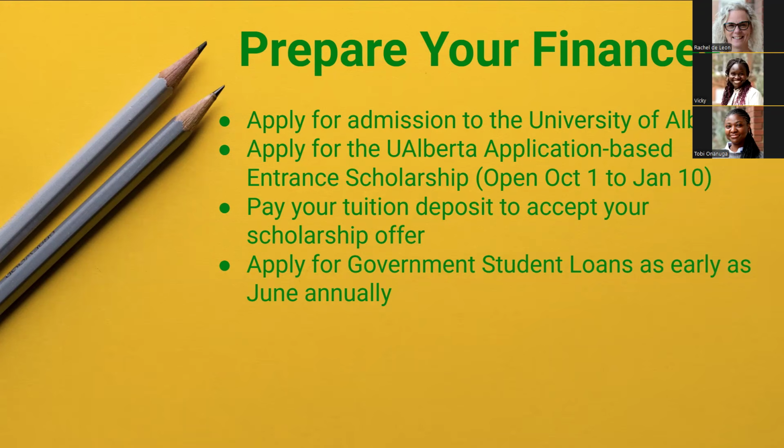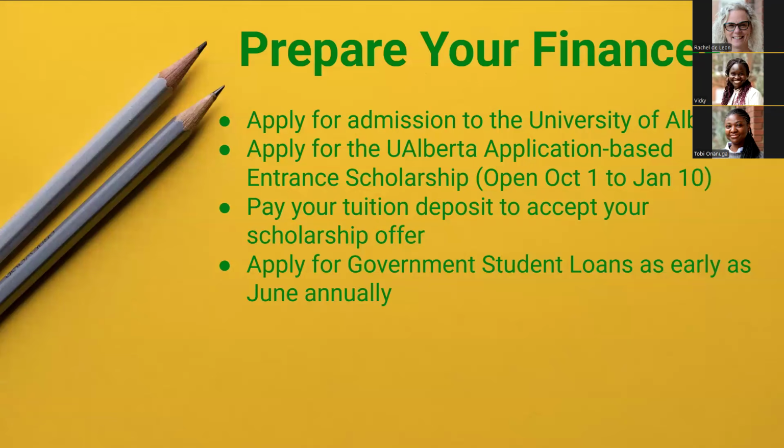Application opens October 1st and closes on January 10th annually. You need to also pay your tuition deposit by March 31st in order to accept your scholarship offers. You also need to apply for government student loans as early as June annually. And please do not miss these deadlines. Check our website at uab.ca/SAFS for more information. Remember to log in to your portals for admission, Awards Hub, and government student loans to stay updated.